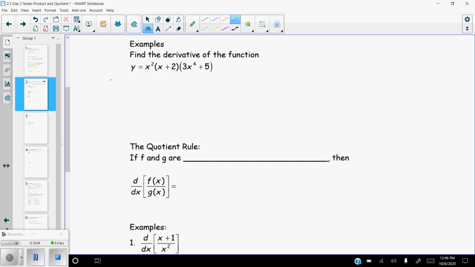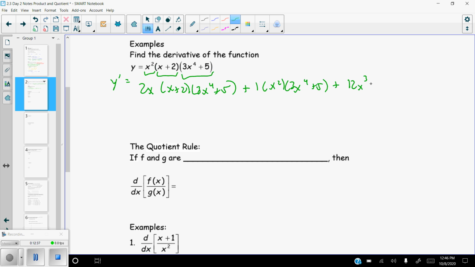So here, y prime would be the derivative. Now remember, you got 3 functions. 1, 2, 3 functions. The derivative of the first function, which is 2x, times the other 2. Plus the derivative now of the middle function, which is just 1, times the other 2. Plus the derivative of my last function, which is going to be 12x cubed times the other 2.